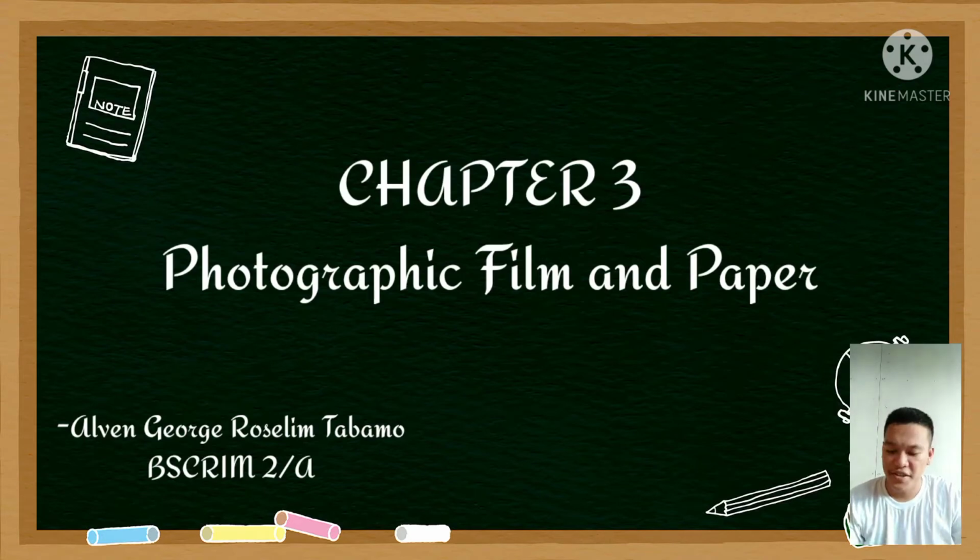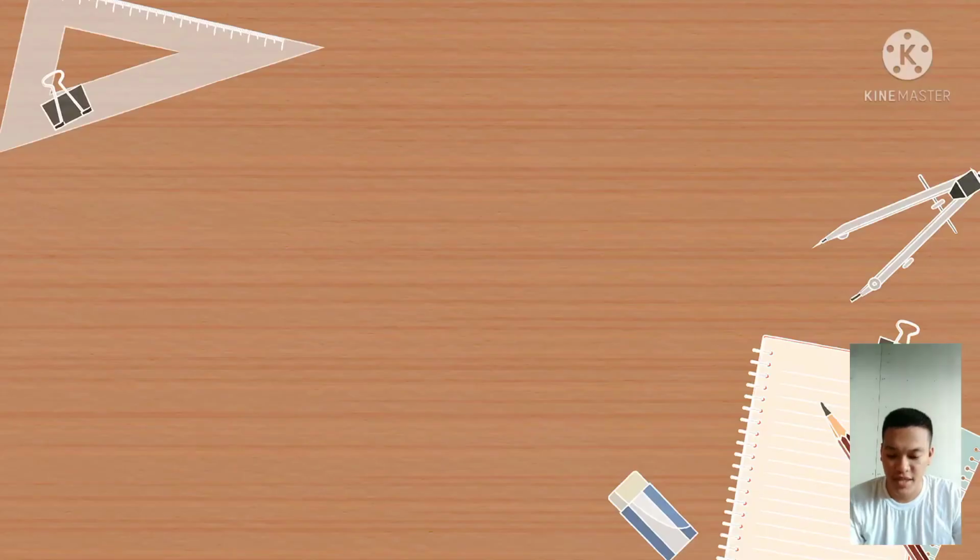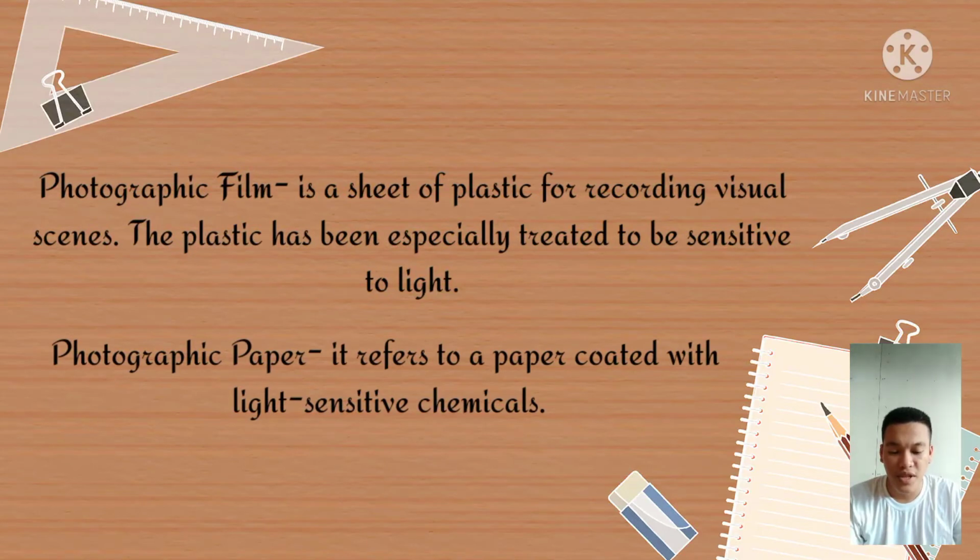Sir, my topic is in chapter 3, Photographic Film and Papers. So sir, I'm going to begin my discussion. First, I'm going to define what photographic films and papers are. Photographic film is a sheet of plastic for recording visual scenes. The plastic has been specially treated to be sensitive to light. The image is recorded on the plastic when the film is exposed to light. Film is kept in a small canister which protects it from the light.